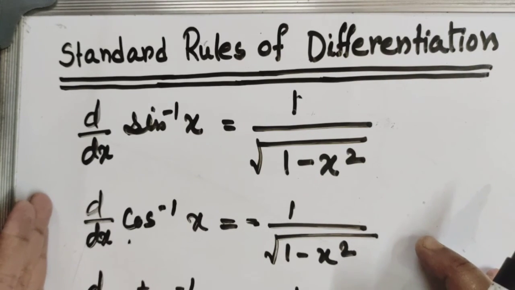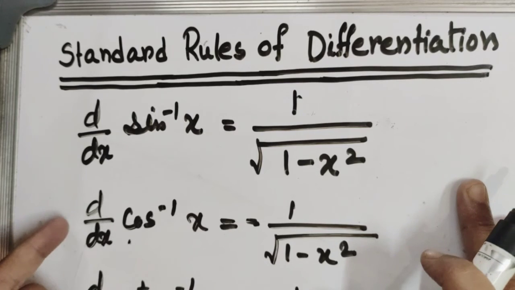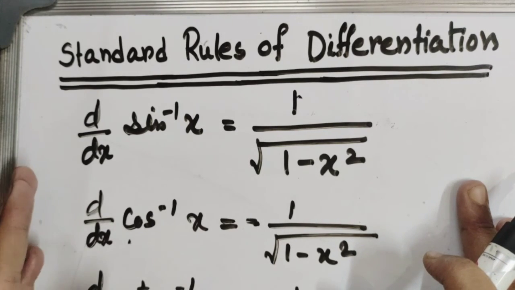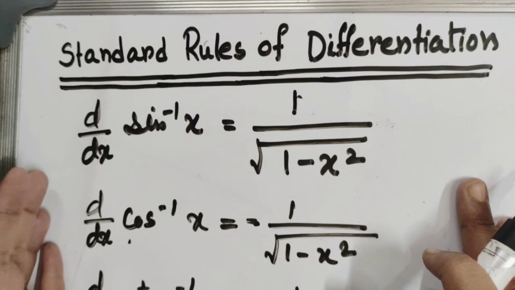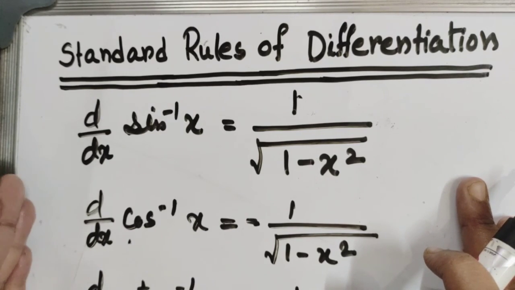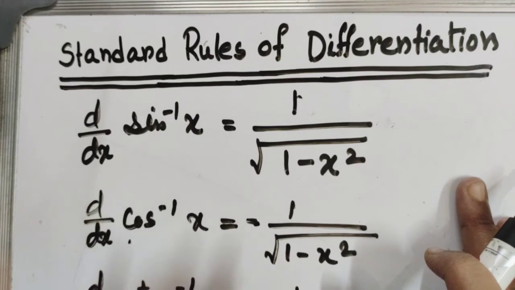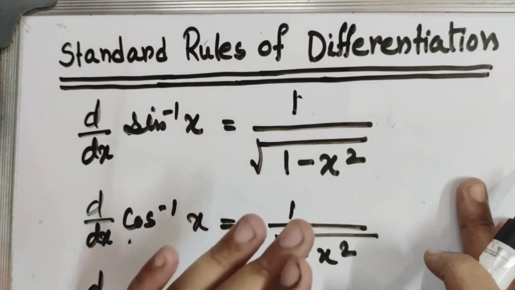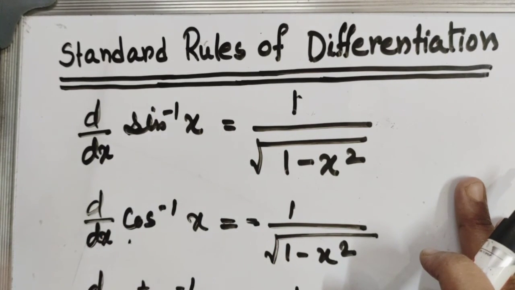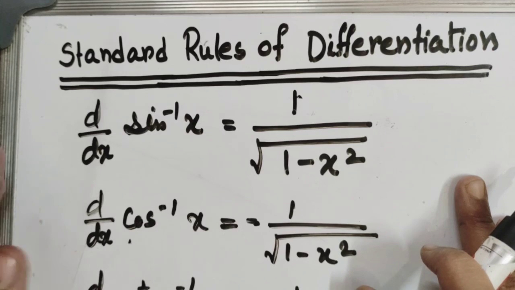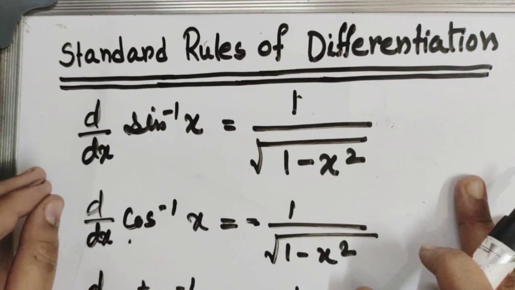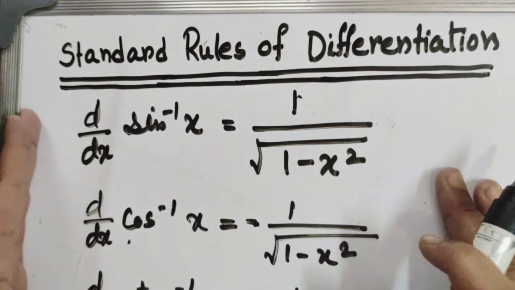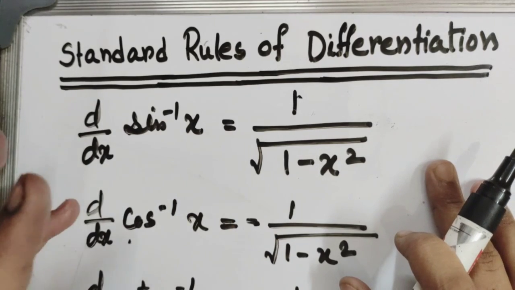So that's all for today. In the next video I will discuss the chain rule and parametric form, derivative of parametric functions, etc. That's also most important. But before that, I want you to memorize all these standard rules, because, as I already told you at the start of this video, the standard rules of differentiation are very, very important. On the basis of these rules, the whole differentiation chapter stands.